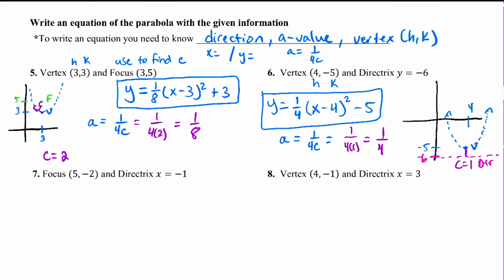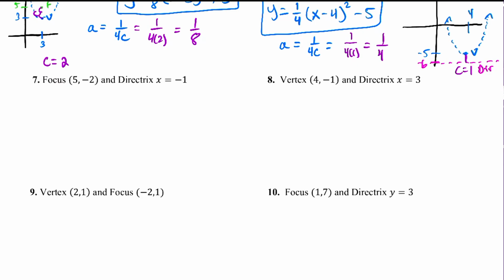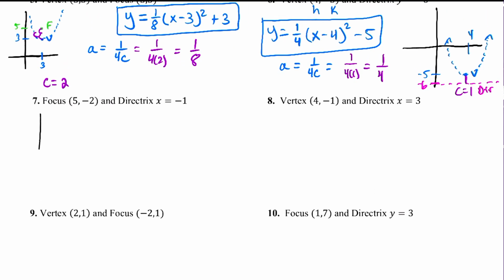All right, so next one. Again, I'm going to start with my sketch. So I don't have the vertex this time, I have the focus. So I'm going to the right 5 and then down 2 for the focus. And the directrix, so x equals tells me that it's vertical, and then it has to go through -1 on the x, so that will be here.